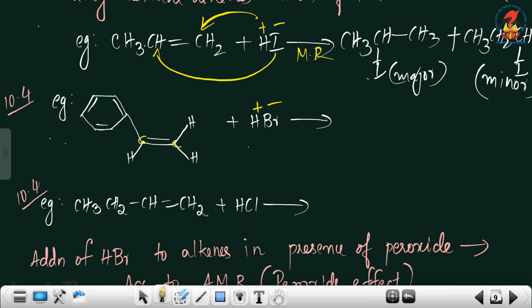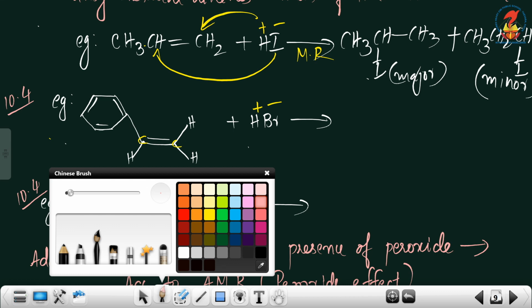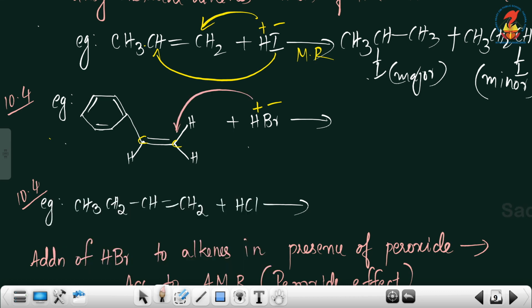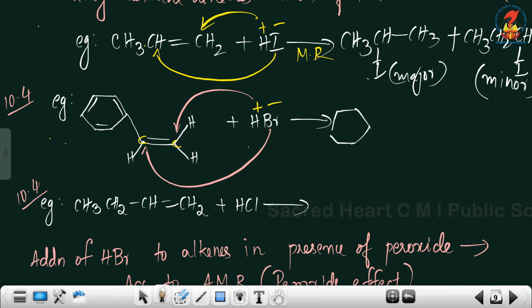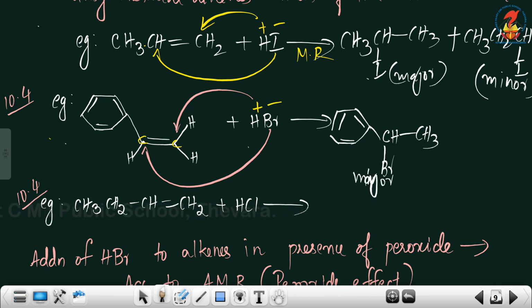This is the double bonded carbon we have, one is CH and the other one is CH2. So H plus should be attached to the carbon with more number of hydrogen and the negative part to the carbon with less number of hydrogen, and the product will be benzene ring CHBr single bond CH2 will become CH3, will be the major product. And what will be the minor product here?